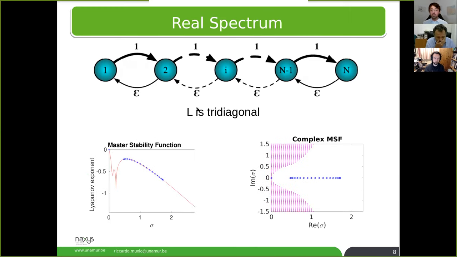So now if we compute the master stability function, we see that even though we can vary epsilon as we want, we don't have anymore the imaginary part pushing the system towards instability. This, for example, was computed for epsilon equals 0.1. So it seems that indeed it is a good setting to study synchronization because we seem to be stable. However, as soon as epsilon is less than 1, the network is non-normal.